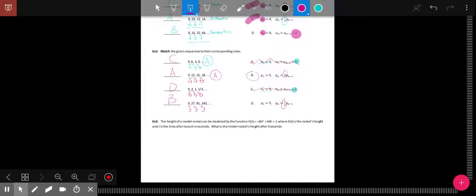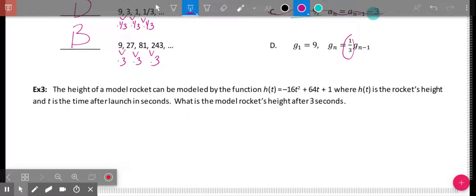All right, and then number 3, it says the height of a model rocket can be modeled by the function h of t equals -16t squared plus 64t plus 1, where h of t is the rocket's height and t is the time after launch in seconds. What is the model rocket's height after 3 seconds?